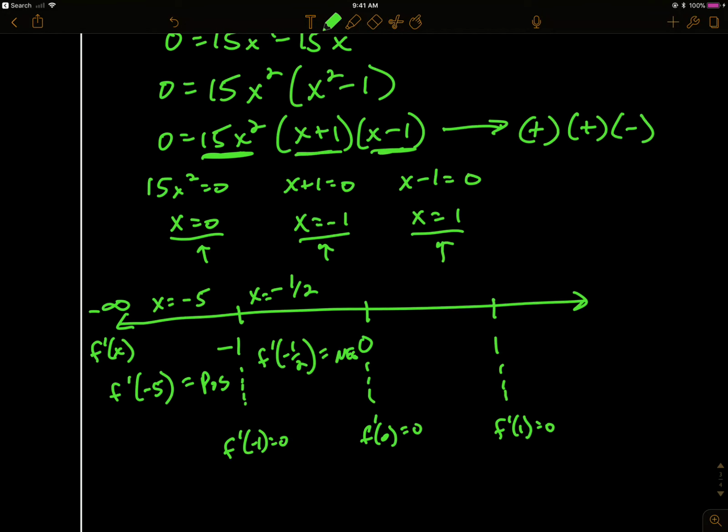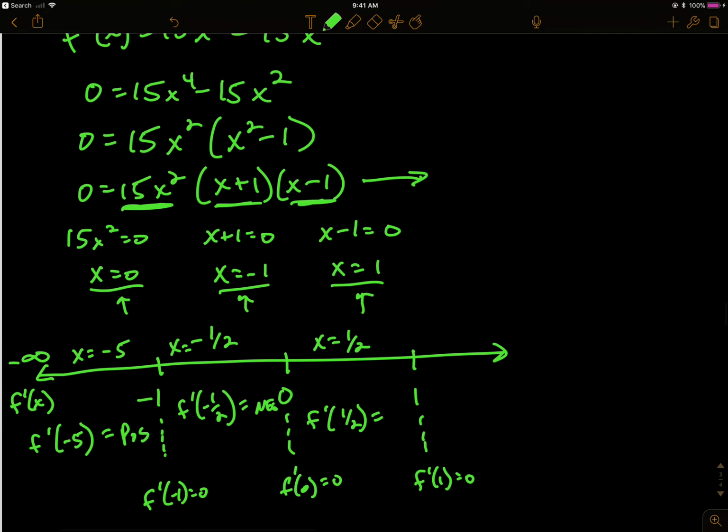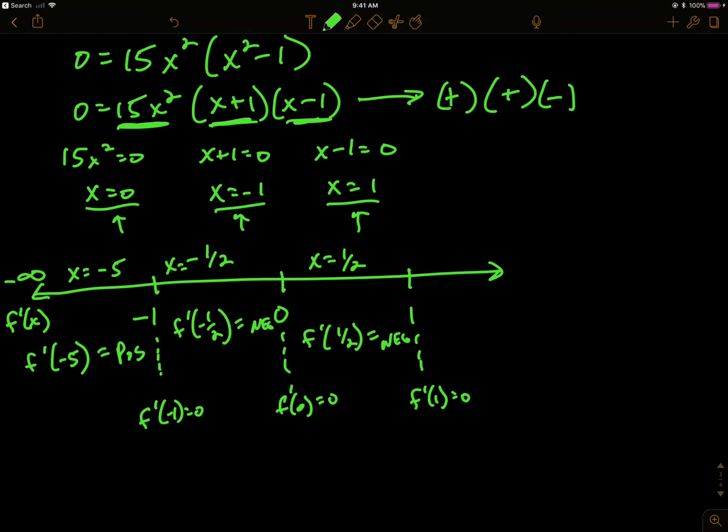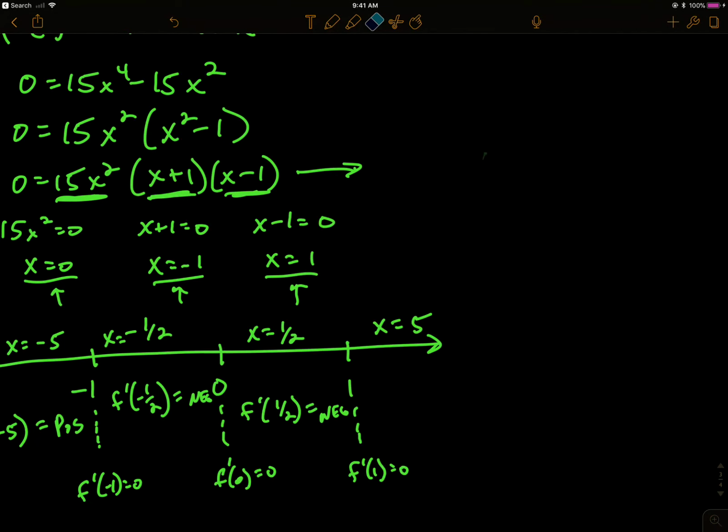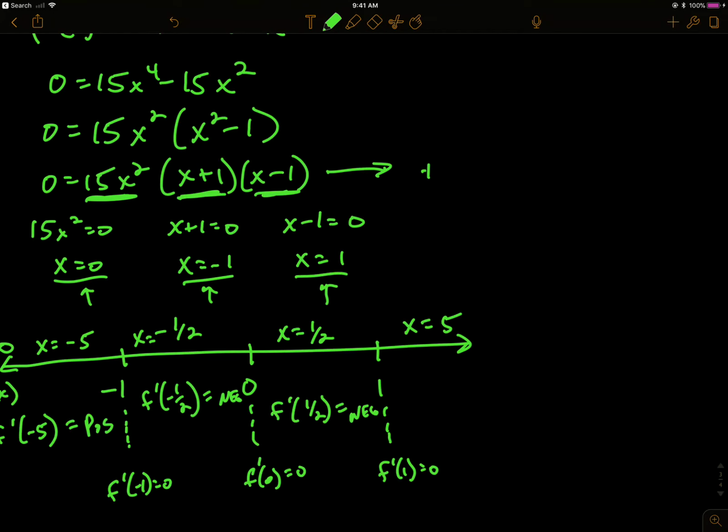Now I'm going to pick a value here, x equals 1/2, and test the derivative again. So I'm going to say f prime of 1/2 equals, if I put in 1/2, I always get a positive on the first guy. On x plus 1, I get a positive, and on that last one, I get a negative. So I get negative. And then on the last one, I'll say x equals 5. I'm going to get a positive times a positive times a positive. So f prime of 5 is positive.